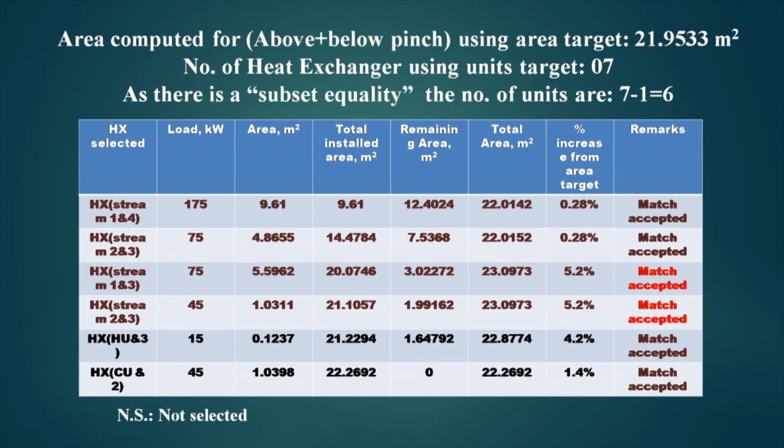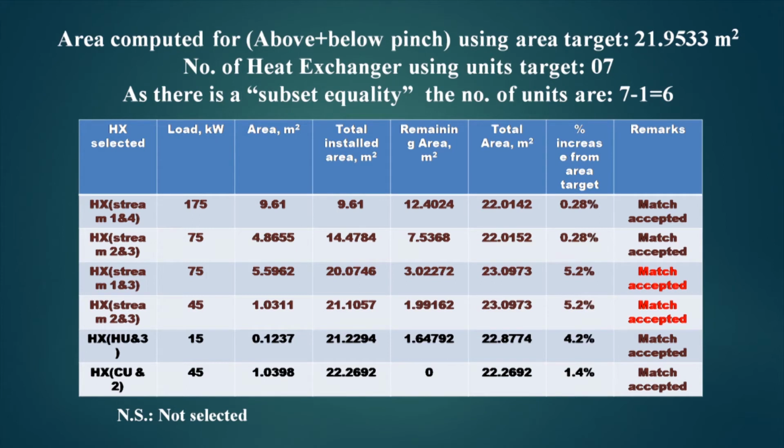So, the heat exchanger which was put between stream 1 and 4, which was heat exchanger 1, has a load of 175 kilowatt and its area was 9.61. So, the total installed area was at that time 9.61, and the remaining area of 5 heat exchangers was 12.4024, and the total area was 22.0142, which was 0.28% excess over the targeted area of 21.9533. So, the match is acceptable.